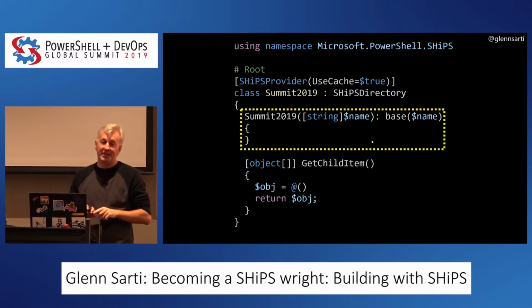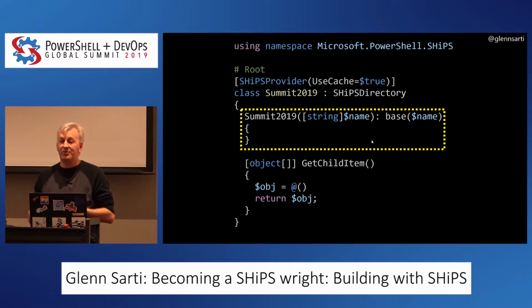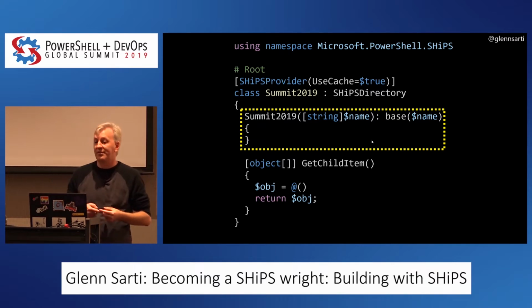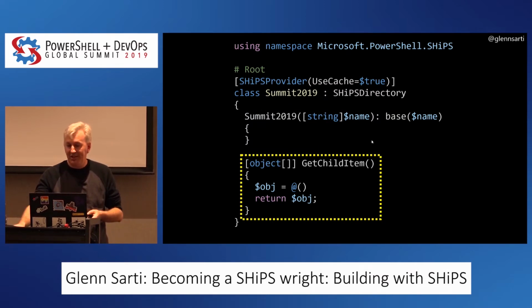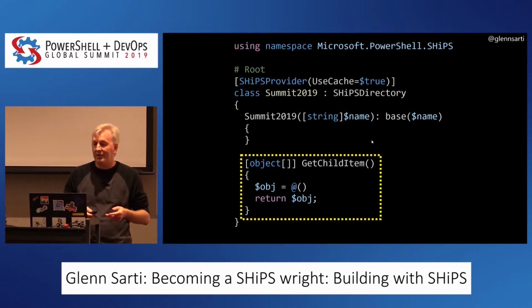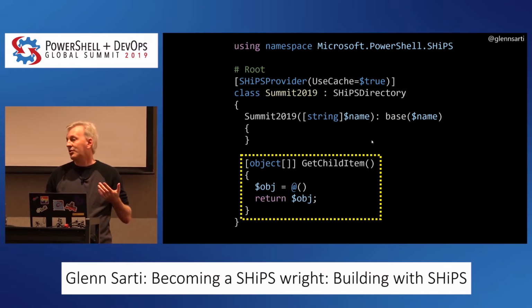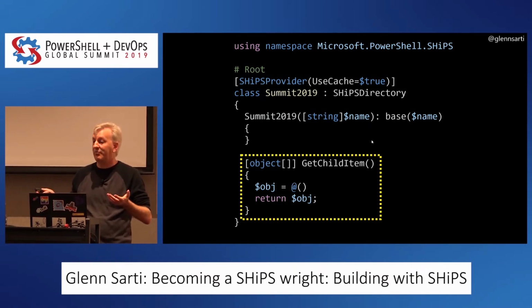Next is the constructor for the class. It takes a single parameter called name, and then we pass that to the base class to process. This is mandatory for all SHiPS objects. Even if the constructor does nothing, like this one, you still need to define it. And in later steps, I'll use more complicated ones. And lastly, the GetChildItem. So this is what gets called when the user wants to get the children of the object. Self-explanatory, I hope. For now, we're just going to return an empty array.